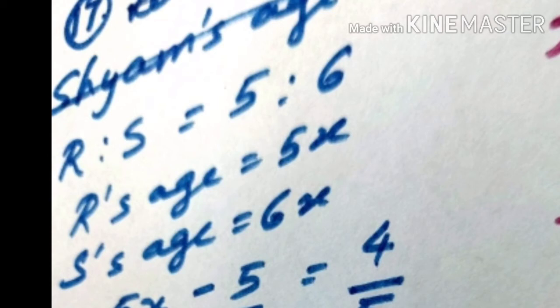Now we have to read further that 5 years ago the ratio was 4:5. So students, you have to think that 5 years ago means minus 5 to their ages. That is 5x, age of Ram, minus 5, and 6x, age of Shyam, minus 5.